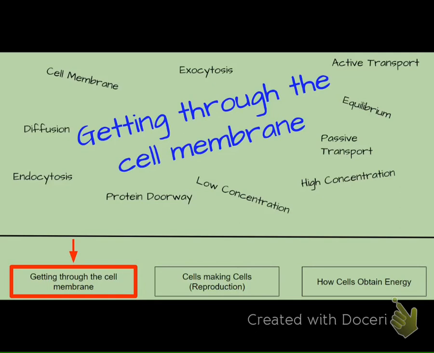So again, these are the words we did yesterday. Equilibrium, talked about it being balanced. Passive and active transport, low and high concentration. Protein doorway, endo and exocytosis. If you are not comfortable explaining these words to your parents, to your dog, to your imaginary friend, to your pet rock, to me, you need to be studying. Y'all understand?